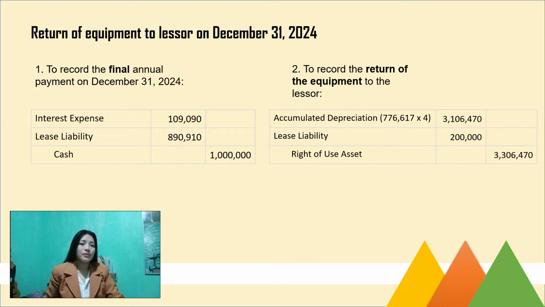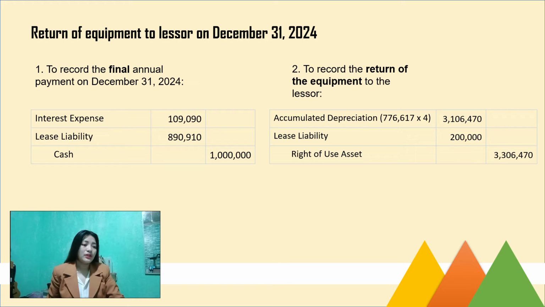So, as you can remember, dun sa illustration, ginaranti ni lessee or ni Easy Company yung lessor na sa December 31, 2024, there will be a residual value guarantee of 200,000. So, dito, hindi na niya kailangang bayaran yung 200,000. I-debit lang natin yung lease liability dahil ibabalik lang naman natin yung equipment. That is why we just need to satisfy that liability for the residual value guarantee of 200,000.